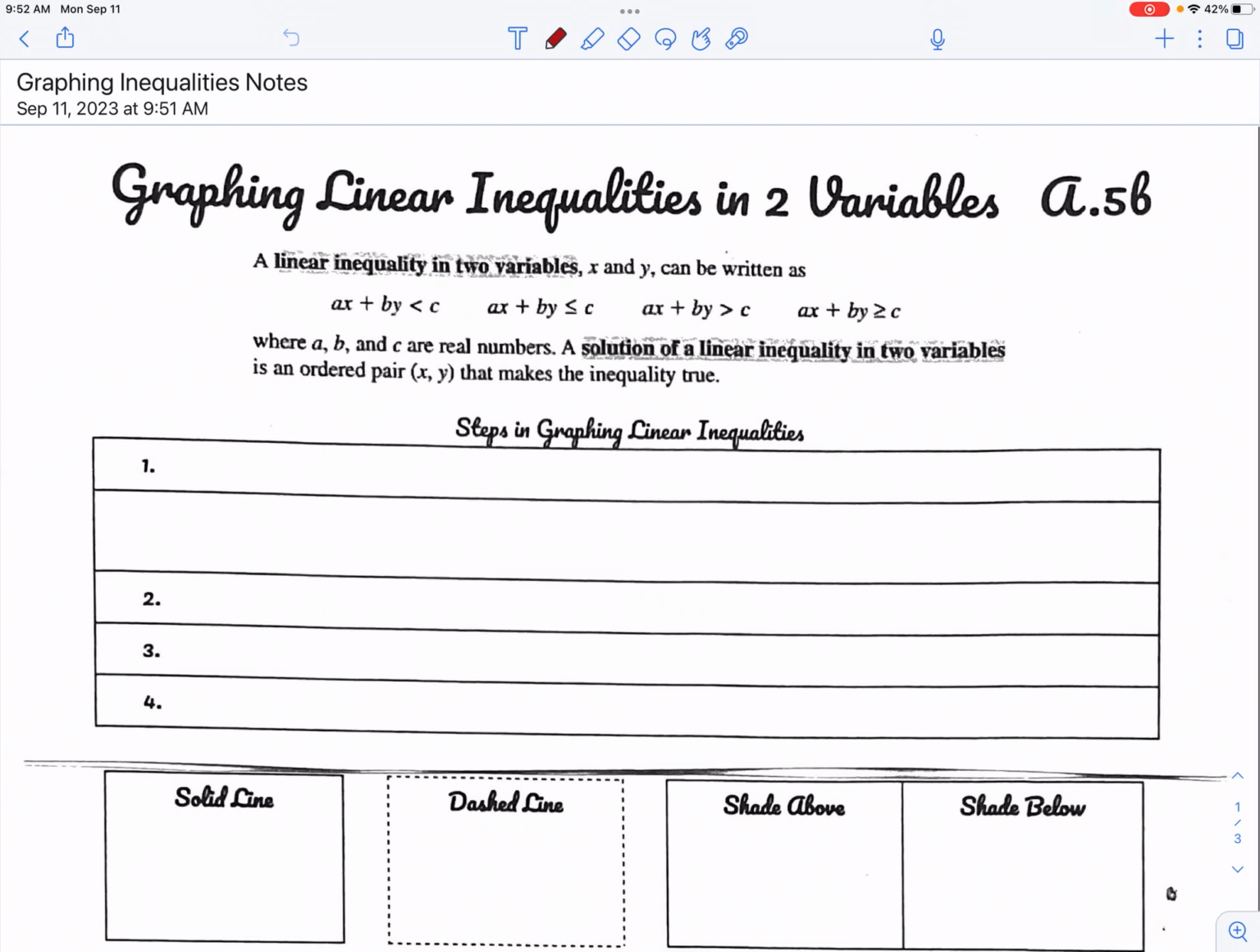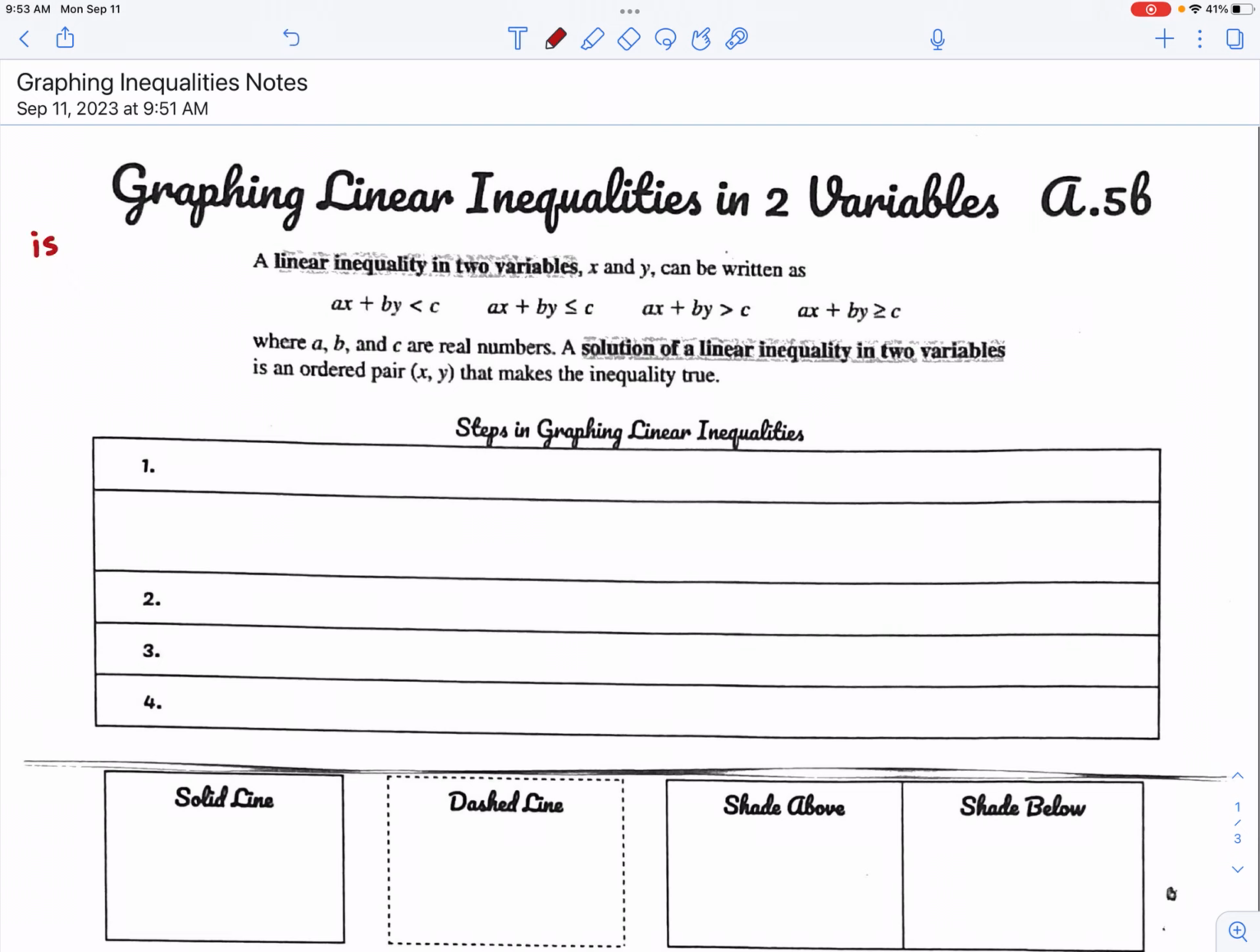All right, today we're going to be looking at graphing linear inequalities in two variables. A linear inequality in two variables, x and y, can be written as ax plus by less than c, ax plus by less than or equal to c, ax plus by greater than c, or ax plus by greater than or equal to c. It's important to know what each of these inequalities are.